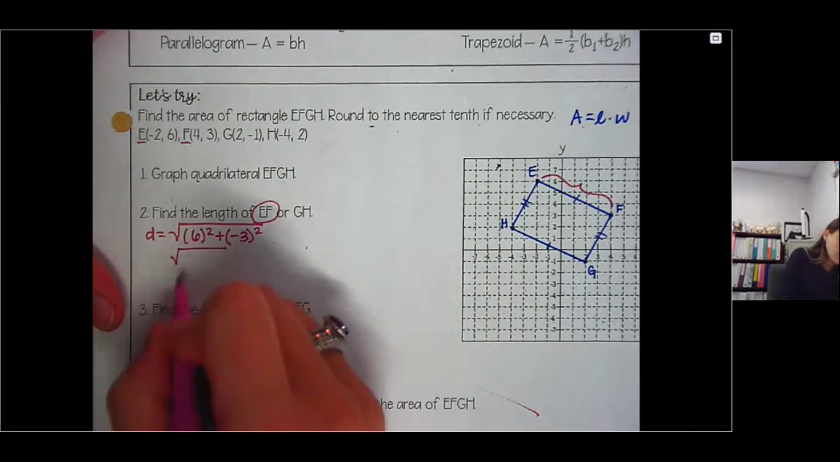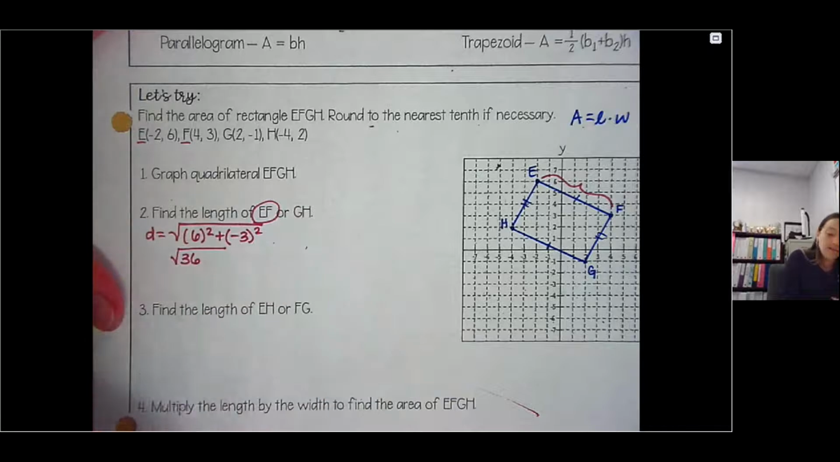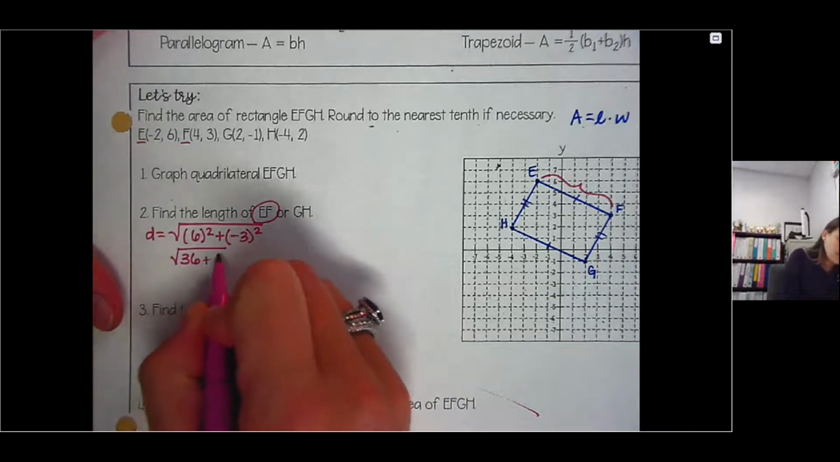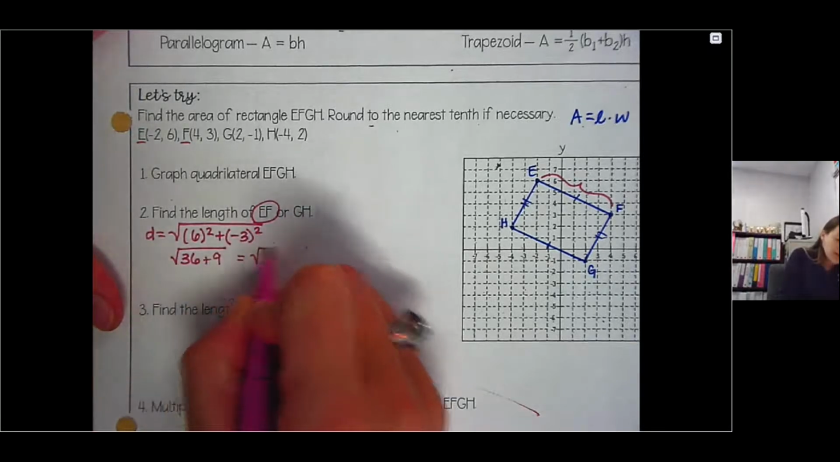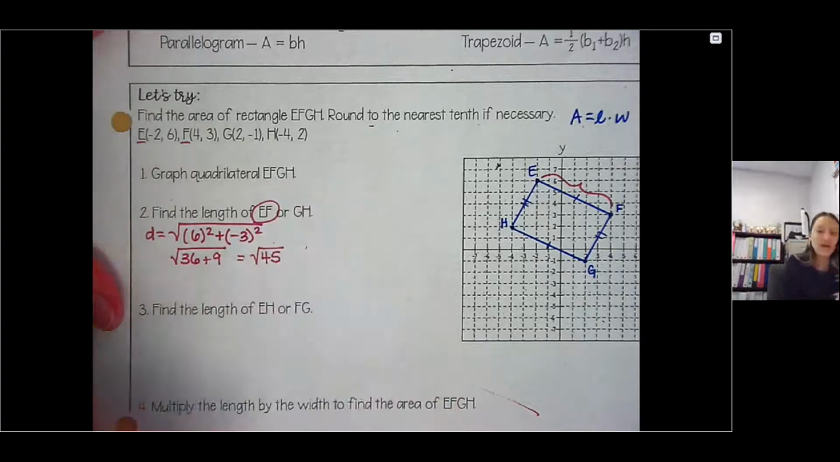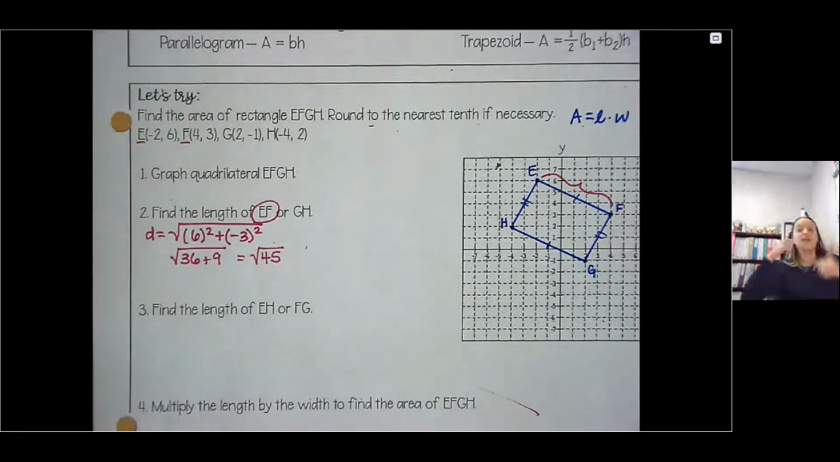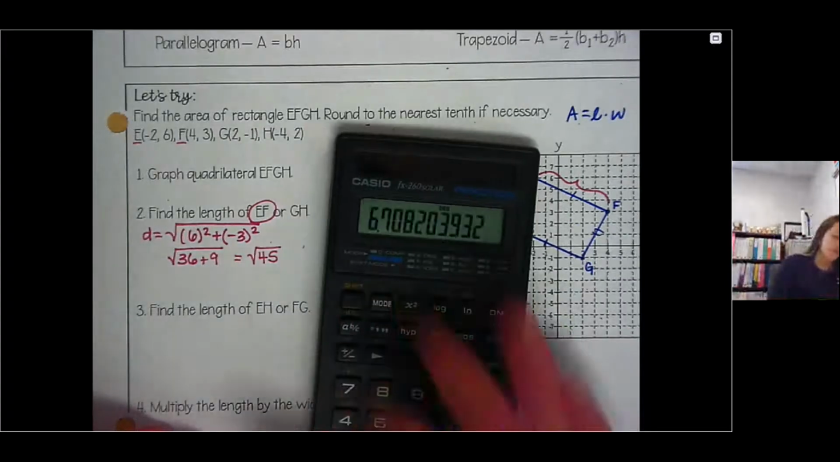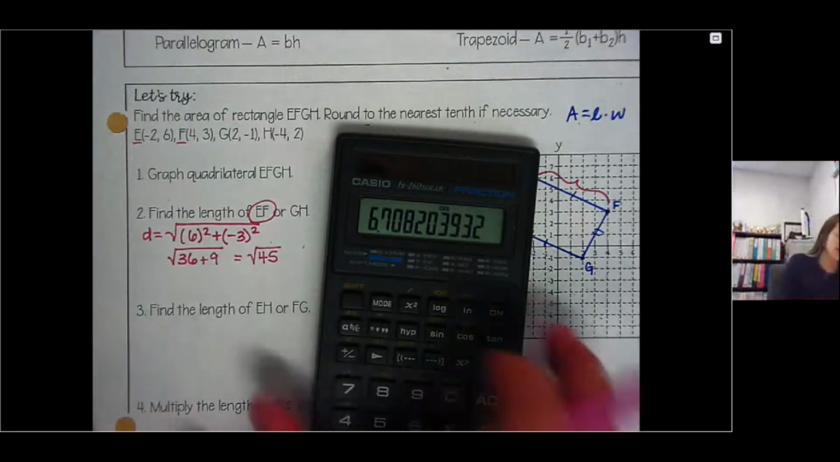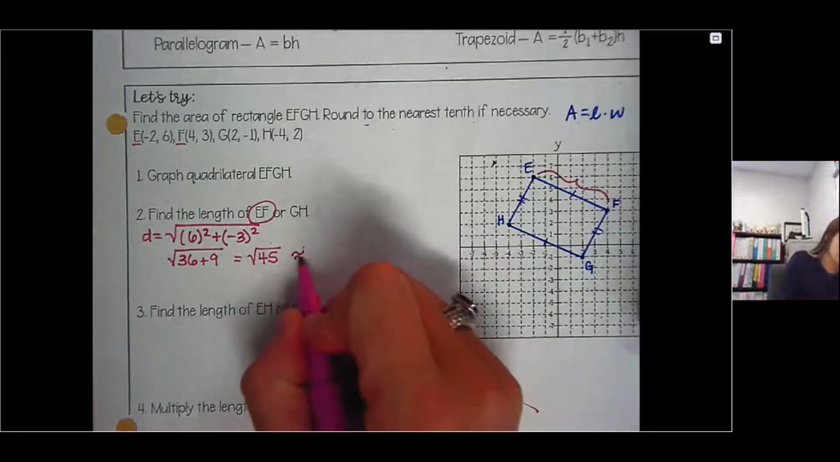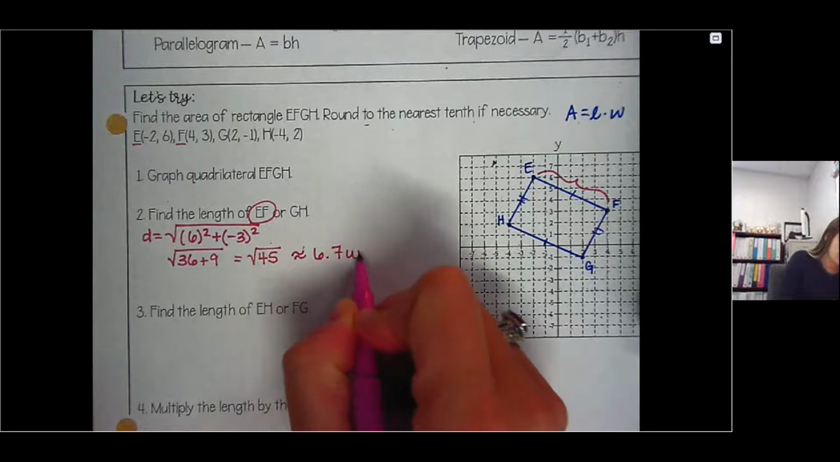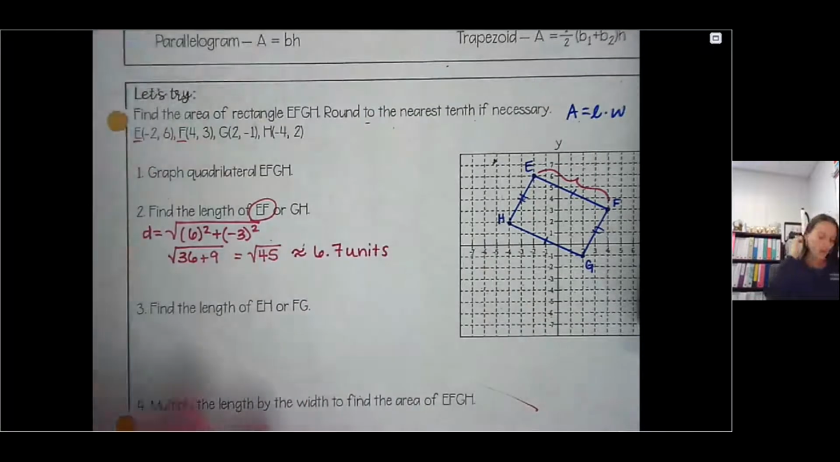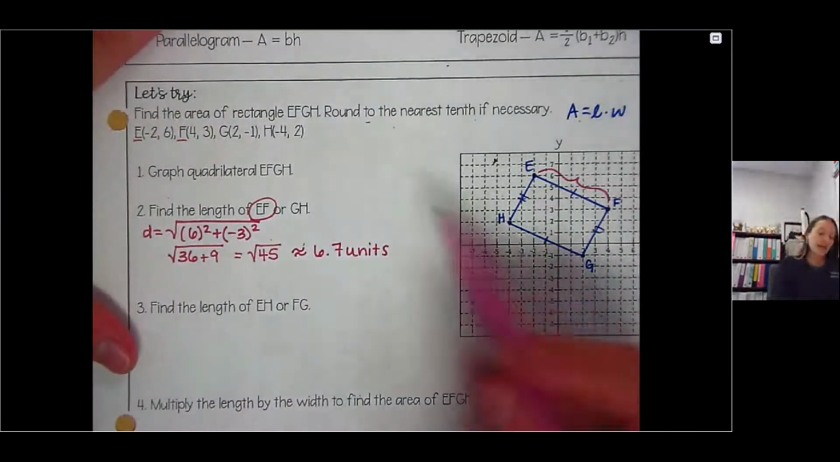So 6 squared is 36. -3 squared is 9. I add those two together, I get the square root of 45. And again, I put it into my calculator, 45, and then I push shift square root. And I get about 6.7 units. So I've got my length.